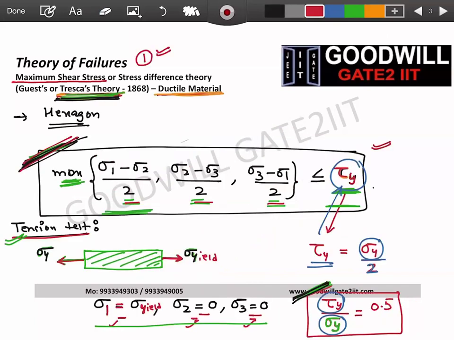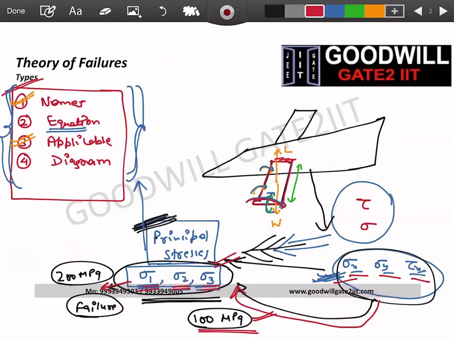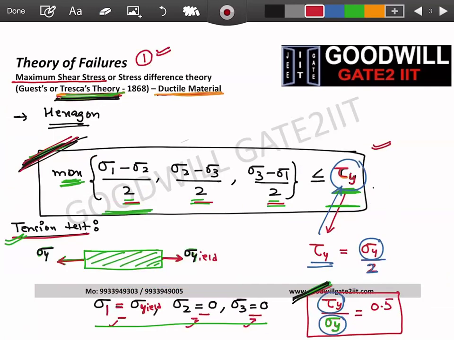So in our first theory, we have learned the name, we have learned the equation, both the equation and the ratio. We have learned that it is only applicable for ductile materials, and we have seen that its diagram looks like a hexagon. This is our first theory of failure. Open for doubts. Anything you want me to repeat, any clarification, tell me. Otherwise, we'll move to second theory, guys.